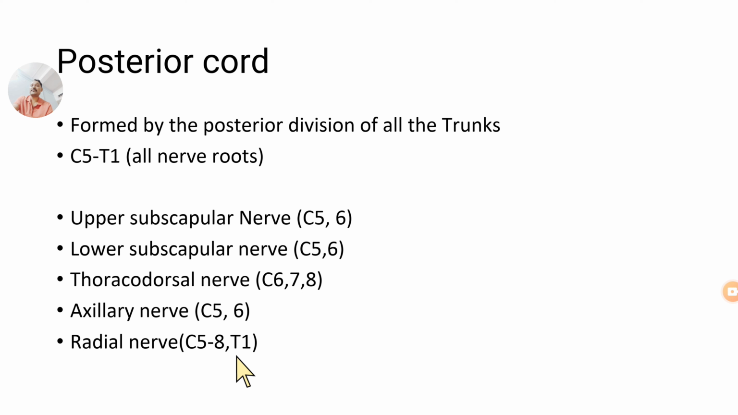The radial nerve supplies the back of the arm, the back of the forearm, and the skin of the hand, the posterior part, mainly the lateral portion. Okay, so the radial nerve has all the roots, C5 to C8 and T1. By far, this is the thickest nerve. The radial nerve is the thickest nerve in the brachial plexus. The smallest nerve is the medial cutaneous nerve of the arm.